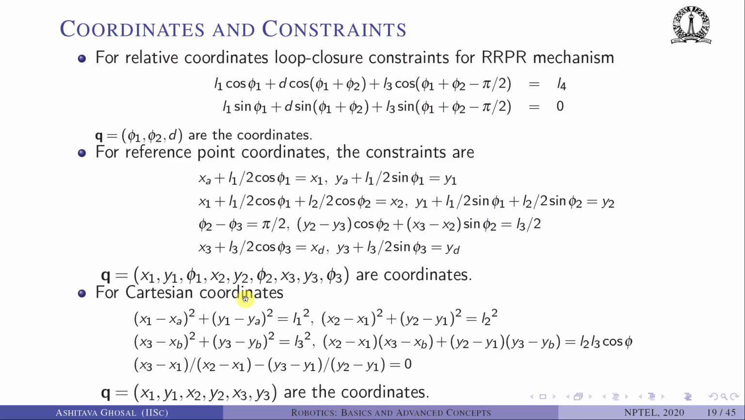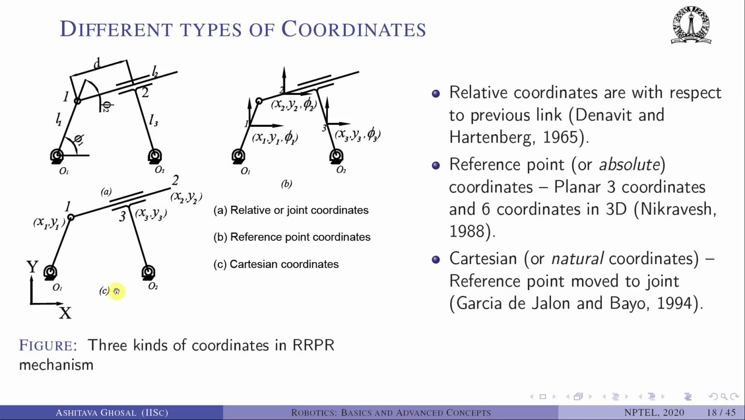If you have Cartesian coordinates, then you have 6 of these coordinates, basically x1, y1, x2, y2, x3, y3, and xa is the origin of that fixed coordinate system. So you can see that the distance is given: x1 minus xa squared plus y1 minus ya squared is equal to L1 squared. That's obvious, right? Likewise, this will be L3 squared. And likewise, you will have some constraint involving D.